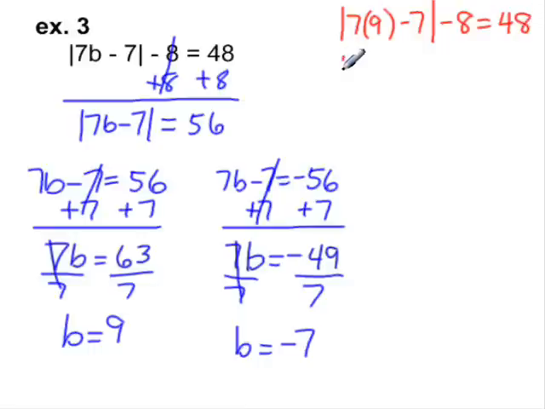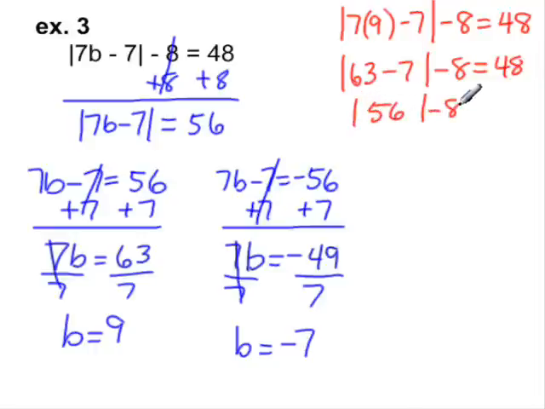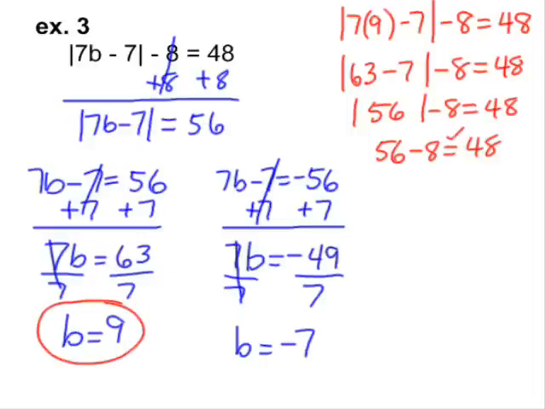Now inside we're going to treat those absolute values like parentheses and grouping symbols. So 7 times 9, that would give me 63. 63 minus 7 is going to be 56. So the absolute value of 56 would be 56. And 56 minus 8 is 48. So we do have a solution that works this time. 9 at least works. We still have to check negative 7 because there is a chance that negative 7 won't work.